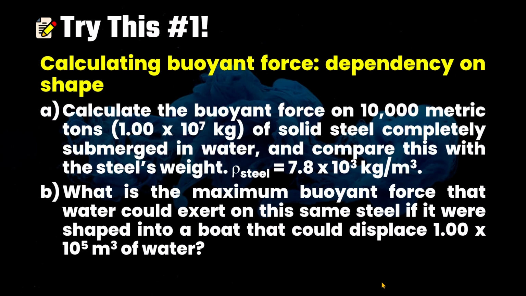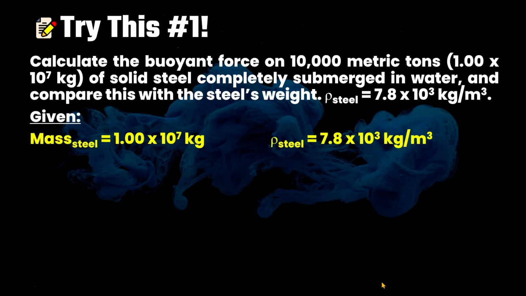The steel's density is already given, 7.8 times 10 raised to 3 kilograms per cubic meter. So what's the maximum buoyant force that water could exert on this same steel if it were shaped into a boat that could displace 1.00 times 10 raised to 5 cubic meters of water? Let's answer the first question first. Again, you have to write all the given information as part of your given part.